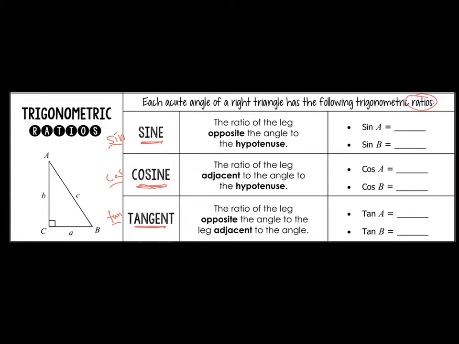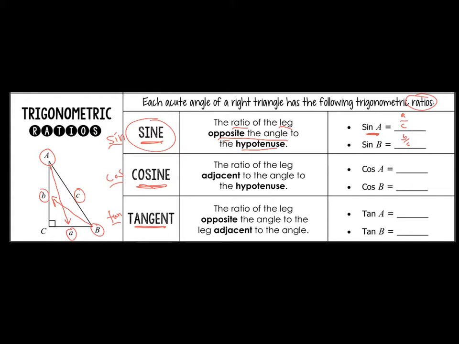Now the first ratio we're going to talk about is the sine ratio. We're going to refer to the sine of A. It's going to be the ratio of the leg opposite the angle, so opposite angle A, to the hypotenuse. So here's angle A. The side opposite angle A is lowercase a, to the hypotenuse. So that's going to be A over C. And the sine for angle B is going to be the leg opposite angle B, side B, over the hypotenuse, which is going to be B over C. So that is our ratio.